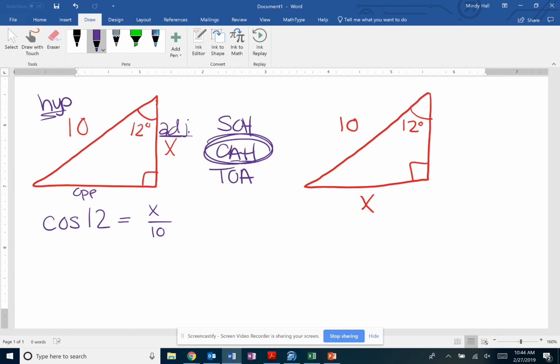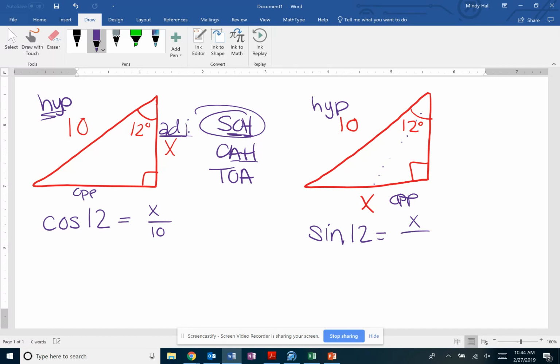For the one on the right, it's slightly different because now our x is not right next to the 12. We still have this 10 as our hypotenuse, but x is now our opposite side. Because I have opposite and a hypotenuse, now I'm looking for O and H, so I know I'm going to be using sine. So we'll have sine of 12 equals our opposite, x, over our hypotenuse, 10. And that is how you decide when to use sine, cosine, and tangent.